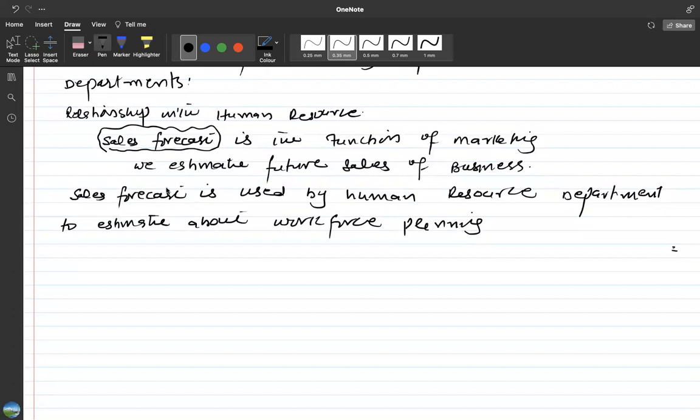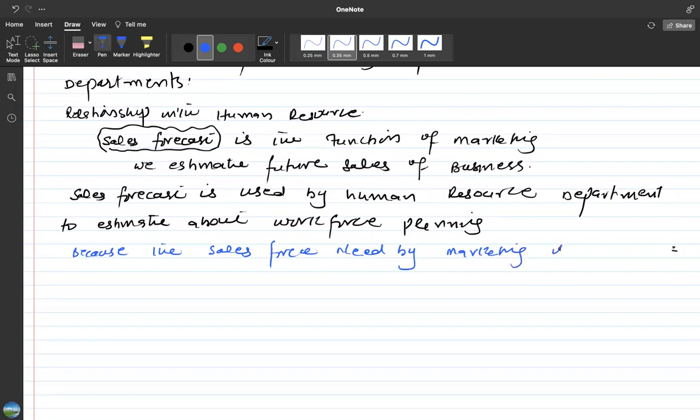But at one end, the marketing department is also dependent on HR because the sales force that is needed by marketing is recruited by the human resource department.